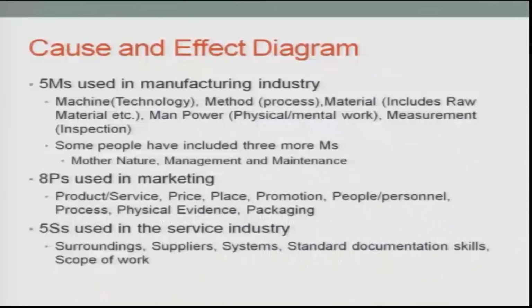The 5 M's for manufacturing are machine and technology, method or process, material which includes raw material and evaluation of the inputs, and manpower, both physical and mental, and how they are being utilized, in the sense of how you are able to utilize the services of that manpower. Measurements are basically to do with inspection. Some people have included 3 more M's, which are mother nature, management and maintenance.